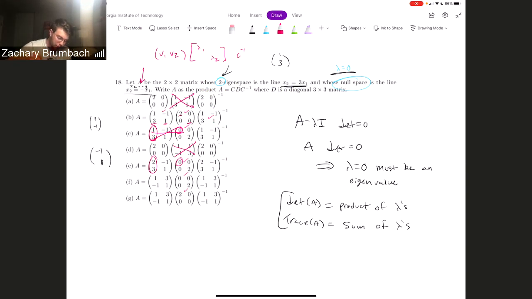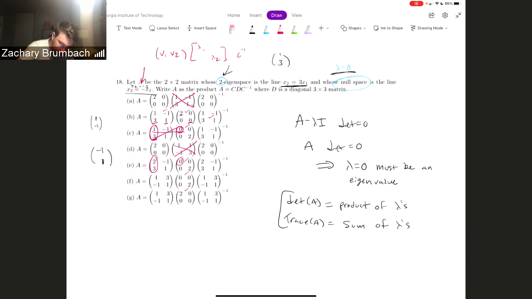Yeah, B is the answer. It's (3, 1). Okay. Does this correspond to this? Yes, it does. Does this eigenvector correspond to this eigenvalue? No, it does not. It is backwards. Right? So that's gone. Does this vector correspond to this value? No, it does not. Therefore, B is our answer.